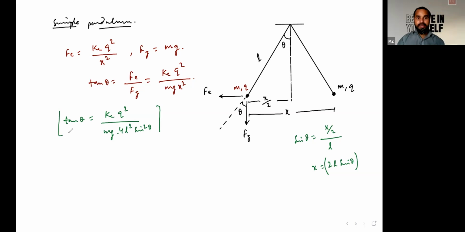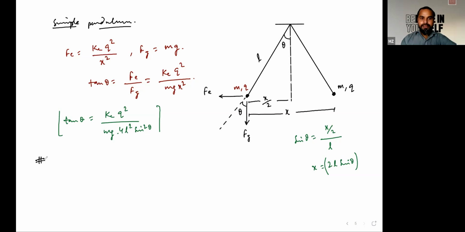They will ask you to find the value of Q, or the length of the string, in terms of K and mg or either of the terms. So approach any problem related to a simple pendulum this way. Okay. Yes, sir.